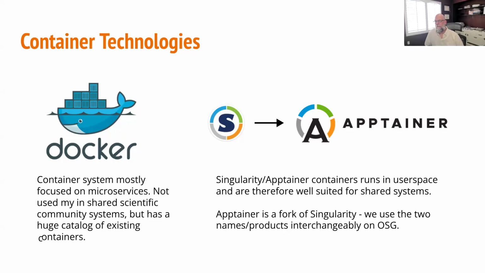And the big difference with Docker is that when you run something in an Apptainer or Singularity container, you are running it as the same user that started it. So this is why it's very popular on shared systems, right? There's no user switching going on or anything like that. It's just a one-to-one mapping between the host user and the container user.